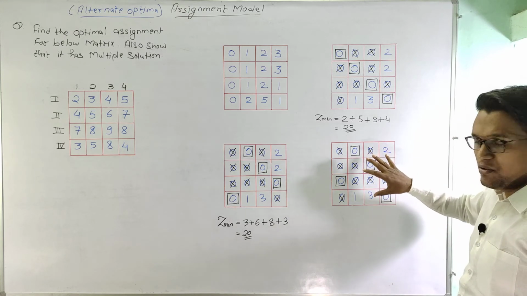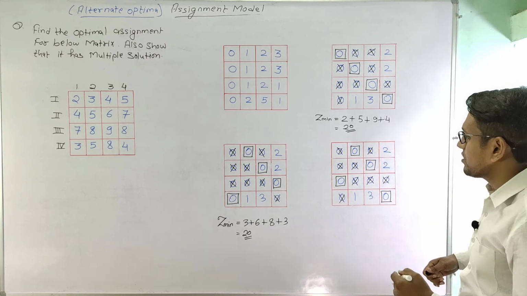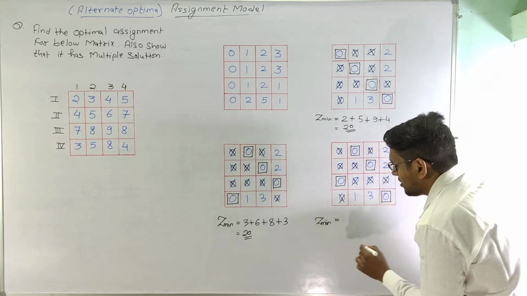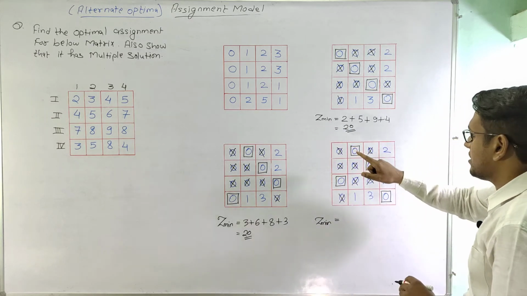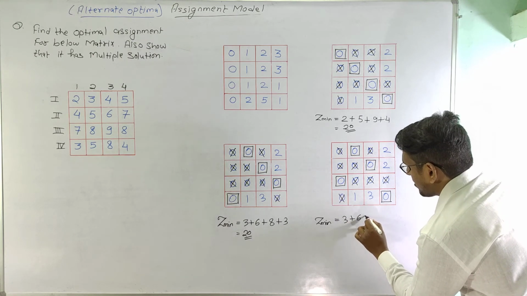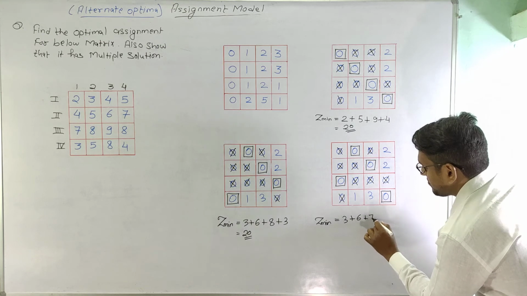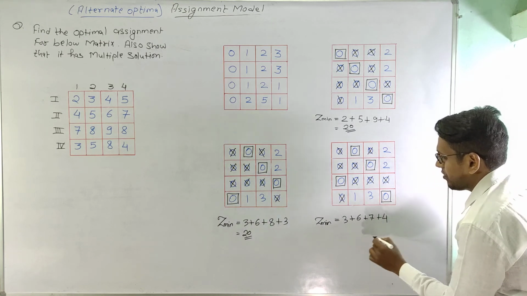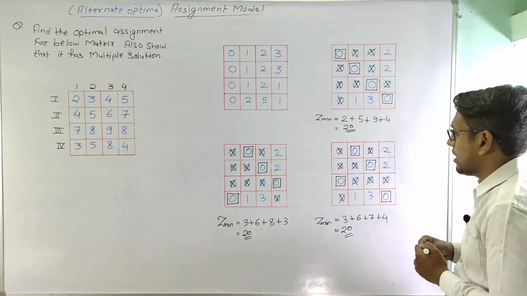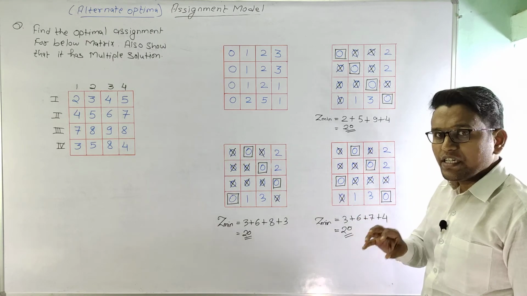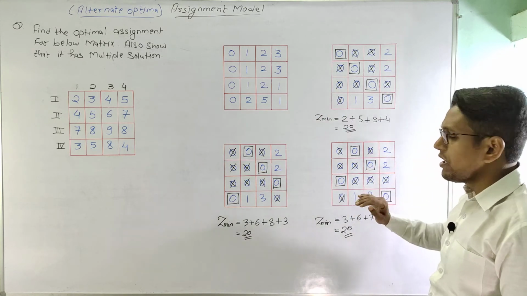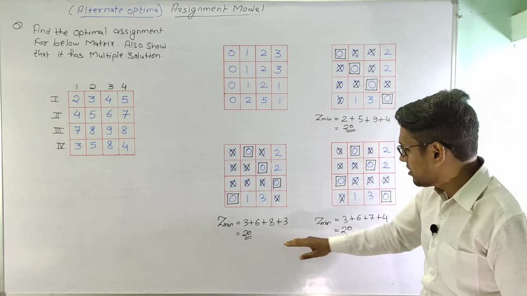That means this solution is also optimal, and for this particular solution let us calculate the value of z minimum from the original matrix. This is 3 plus 6 plus 7 plus 4. So as we can see, this is coming as 20. So as we can see, by allocating various different cells, we are obtaining different optimal solutions, but the value of z remains the same in all the cases.